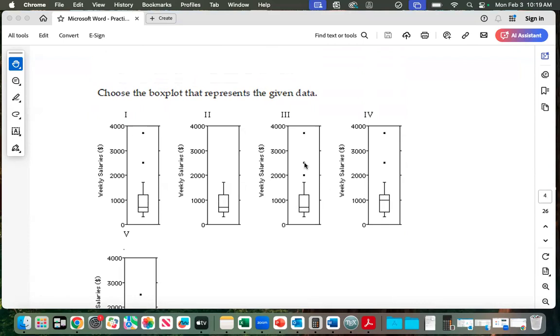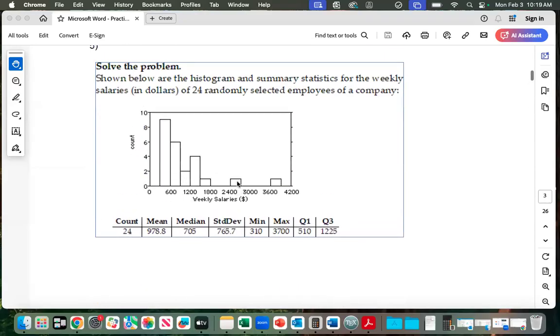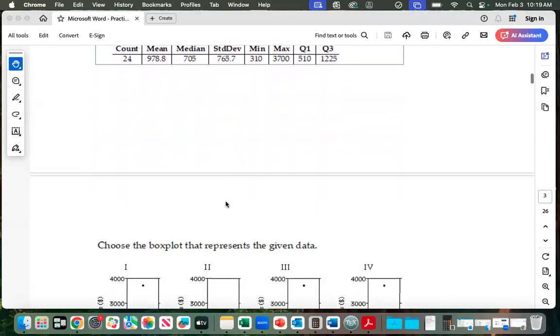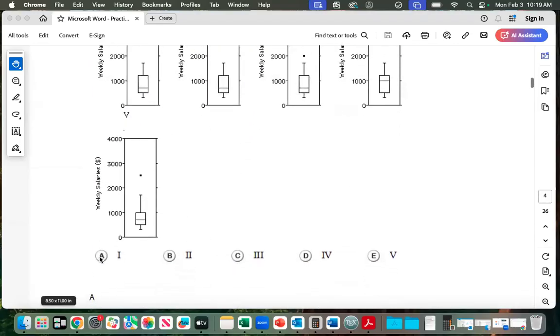Here, these dots you see are outliers. Is that okay? Here is showing 3 outliers. Here shows no outlier. Here shows 2 outliers. So what do you think is the right answer? It's the first one, isn't it? Because of the 2 outliers. Now, when you look at the data here, you see this one here and then this one here. Does that make sense? Good. So our answer is A.